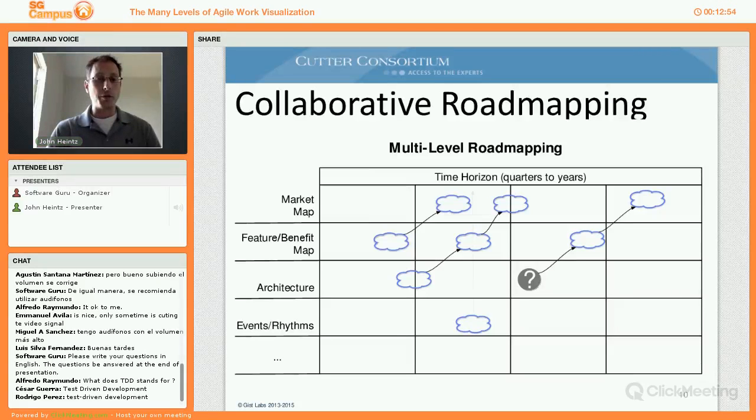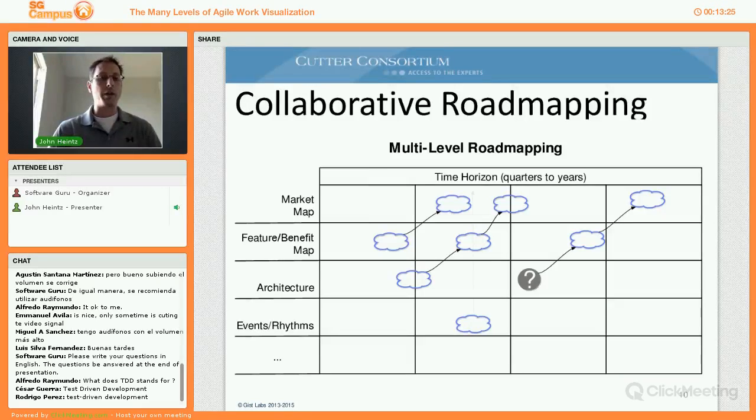The rows for this roadmap include the market and the customers. This is the who, market segments, small and medium business, individual consumers. This is the row where we're talking about the actual target of the market that we would be selling products to. The features and benefit map are the different features or capabilities or product offerings that that market is interested in.